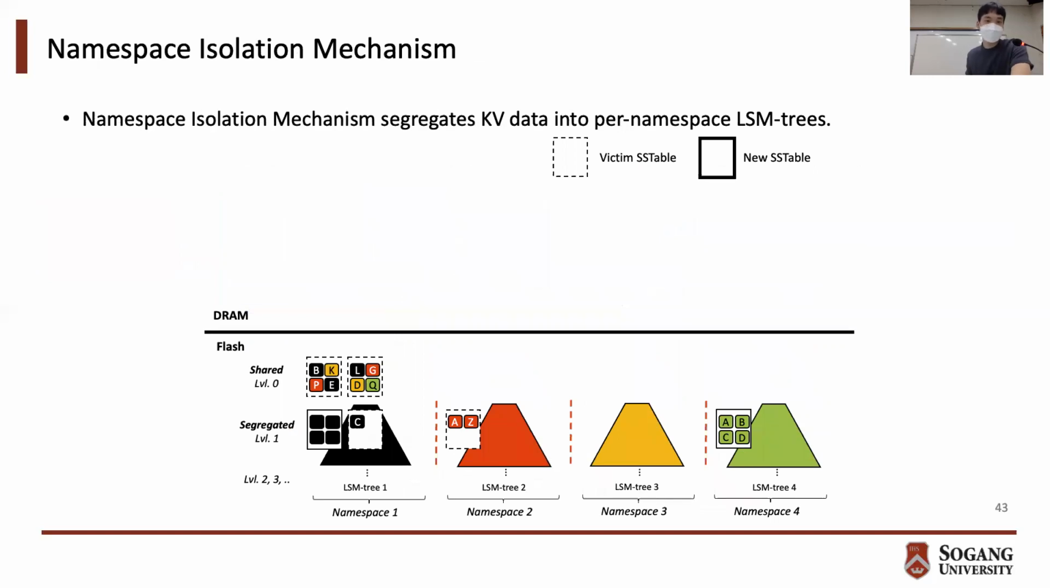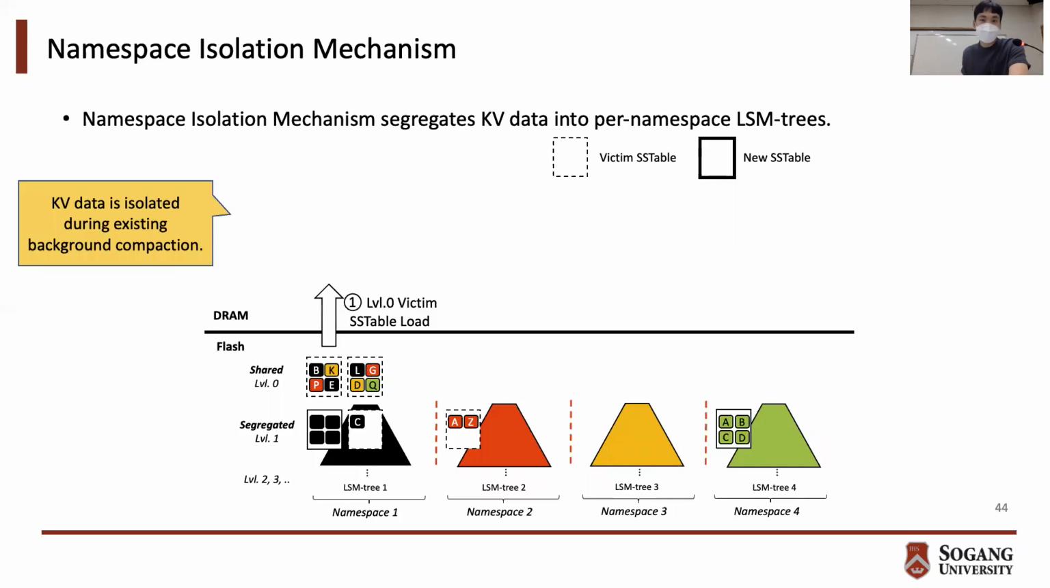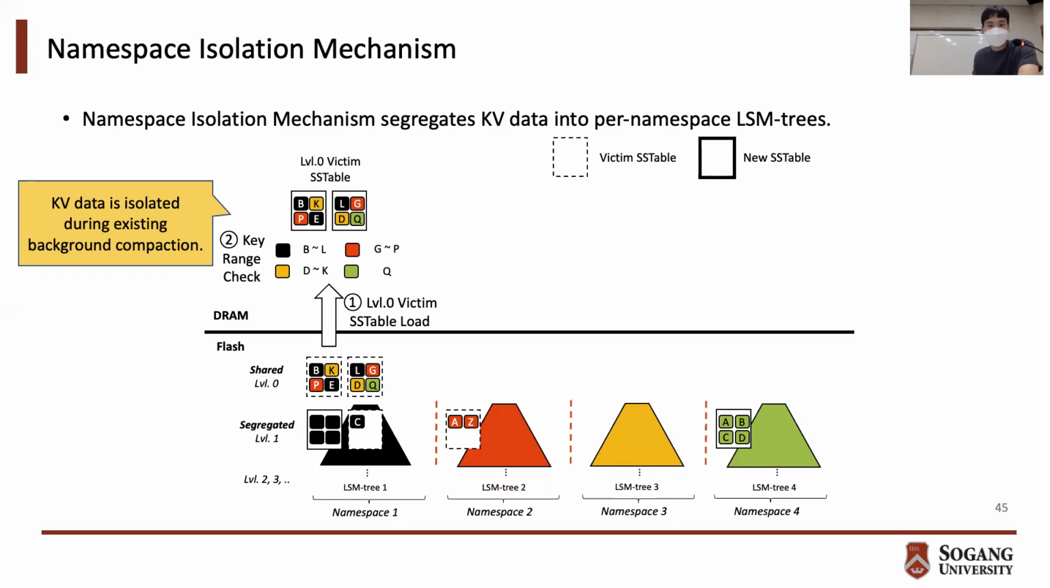This shows a namespace isolation mechanism that substantially segregates key value data into per namespace LSM trees. This mechanism runs with existing background compaction. It first reads the L0 victim SS table. Then ISO key value SSD checks the key range per namespace. In this example, there are 4 namespaces in the victim SS table, so 4 key ranges are identified.